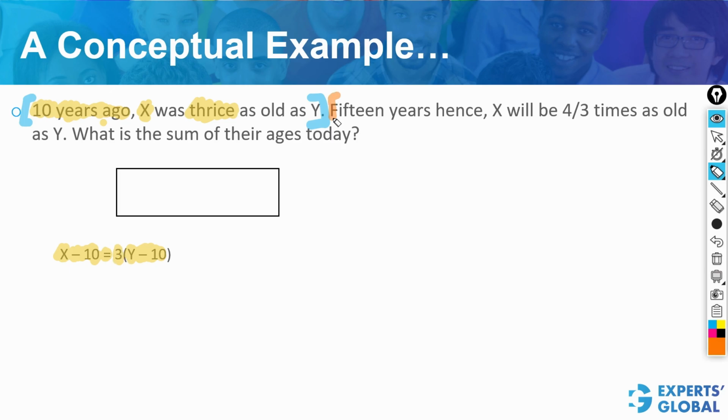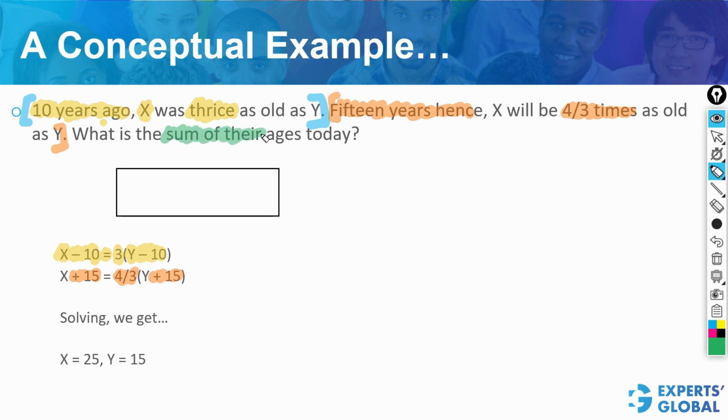Now, the second piece of information gives us this second equation here, 15 years hence. So we have plus 15 here. X will be 4 by 3 times as old. So we have 4 by 3 here. We have two variables and two equations. These can be very comfortably solved to get the values of x and y. The question requires the sum of their ages. Therefore, the required answer is 40.